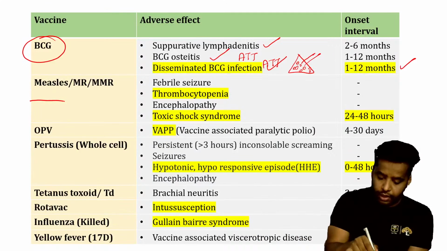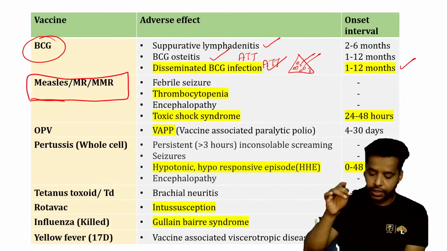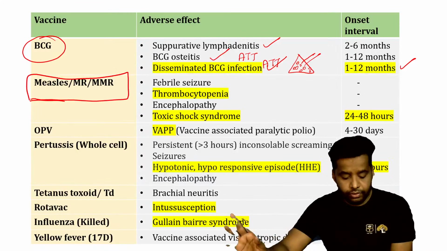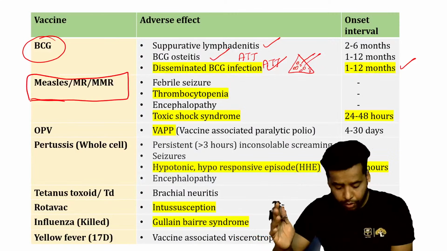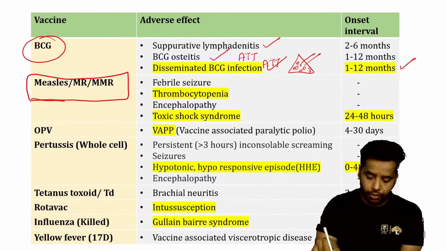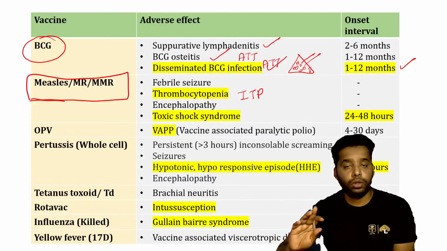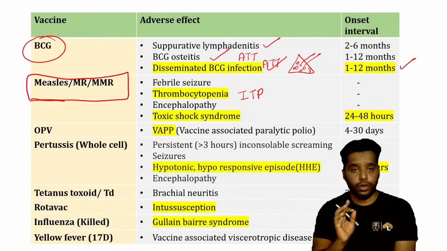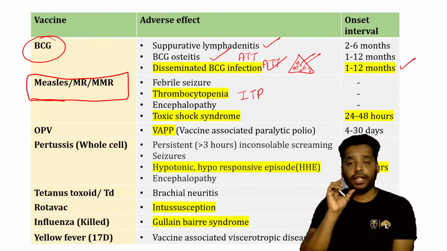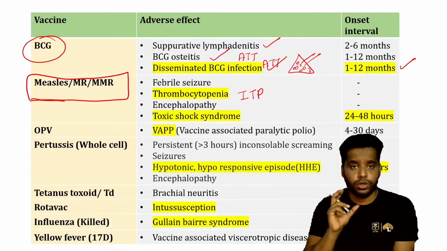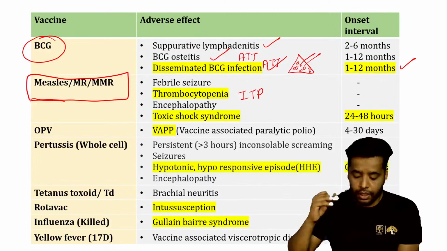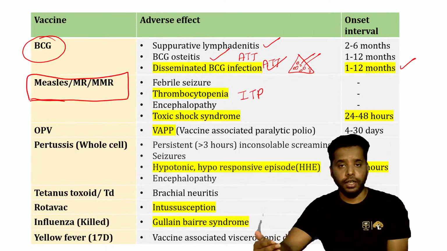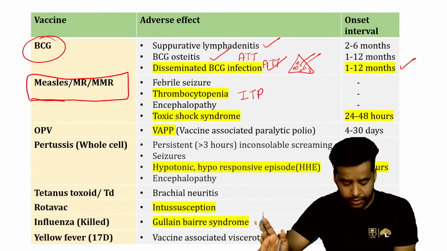Measles or MR, what are the side effects related to this? Febrile seizure, thrombocytopenia, we call it immune thrombocytopenic purpura, ITP, remember this. Encephalopathy and toxic shock syndrome, if there are contaminated vials. Toxic shock syndrome can happen in measles very frequently compared to BCG vaccine.